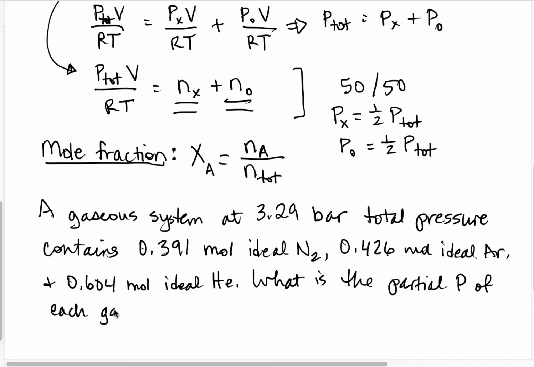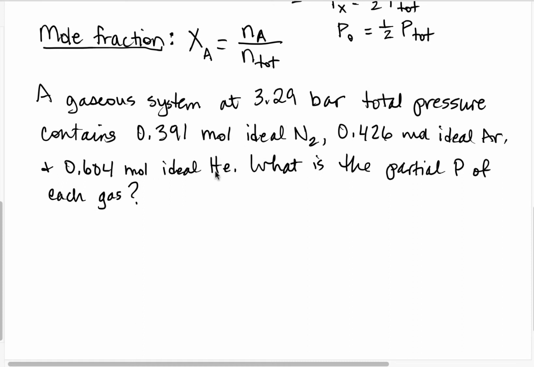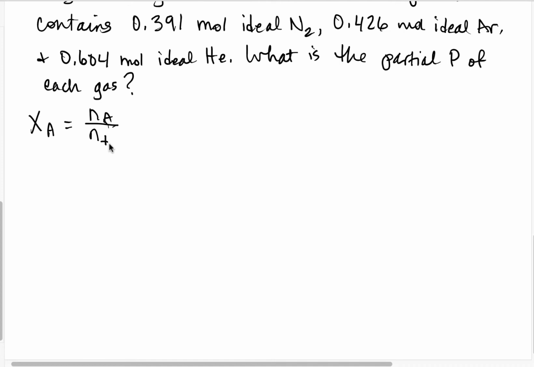Now we can't do this directly, right? Because we can't just use the ideal gas law because we don't know what the volume or the temperature is. So we need to use the relationship of the mole fractions. So first we're going to calculate the mole fractions, and then we're going to realize that the partial pressure of each gas is equal to the mole fraction times the total pressure. So let's look at how this works.